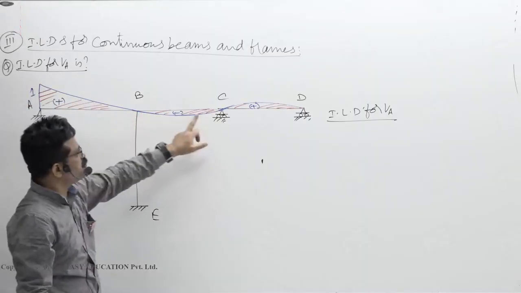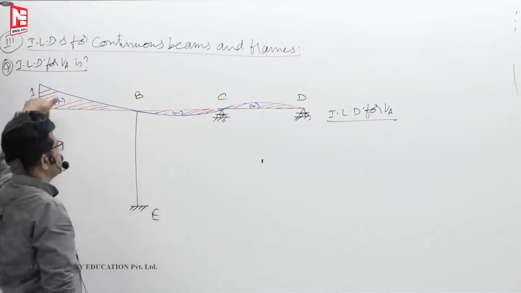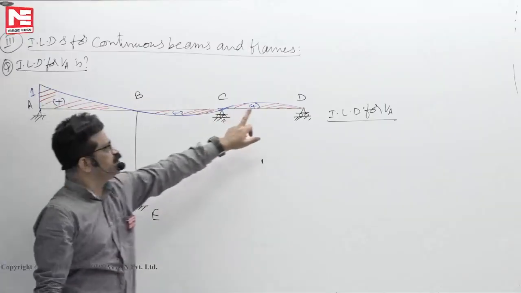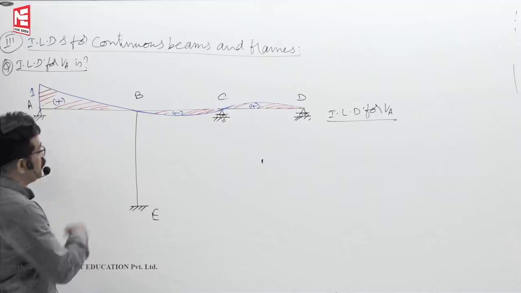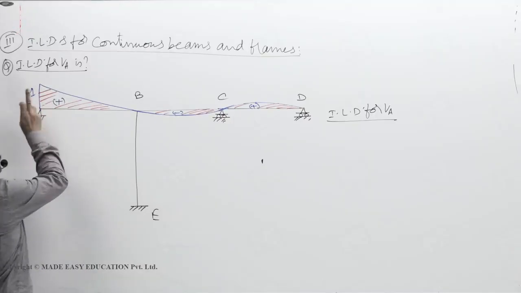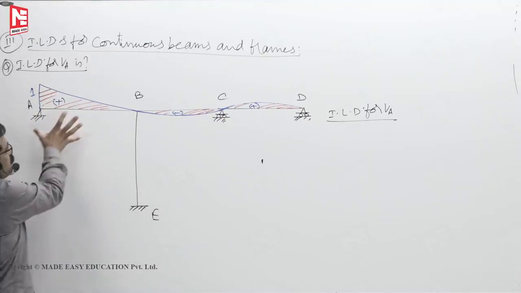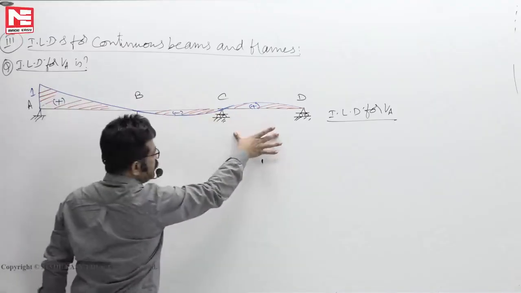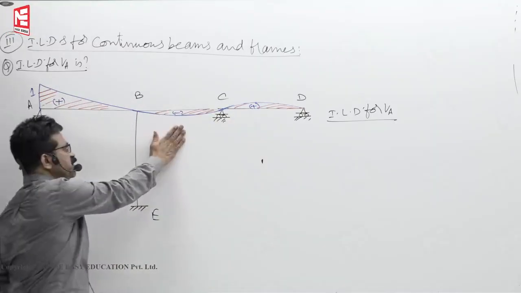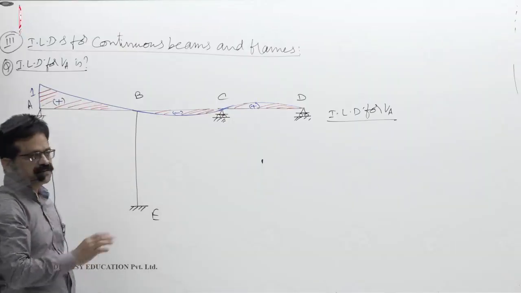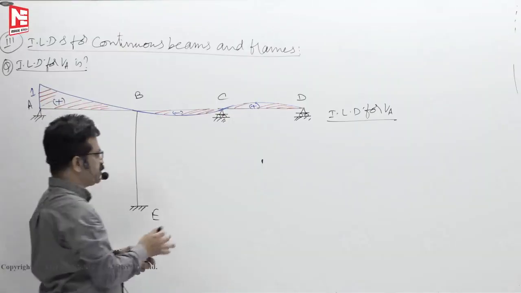When the load comes B to C, anywhere load is there, reaction is downward. When the load is here, again reaction is upward, positive reaction. That means if you want to get maximum upward reaction, you must load the span AB and CD. If you want to get maximum downward reaction, you must load on BC only. Such information you will get from this one.